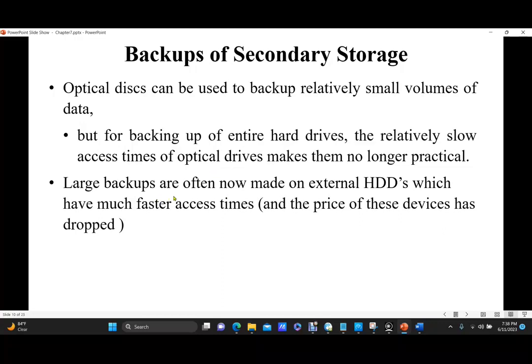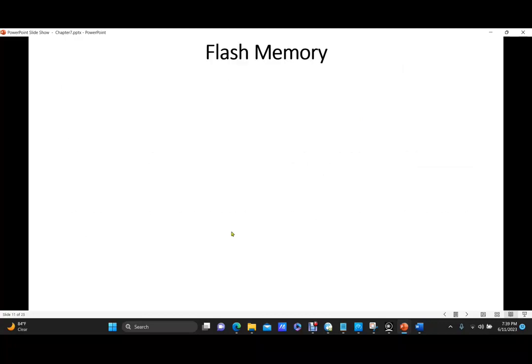Large backups are often made on external hard disk drives, since they have much faster access times and the price of these devices has dropped to where they are competitive. Magnetic tapes are also used for backups, secondary storage.